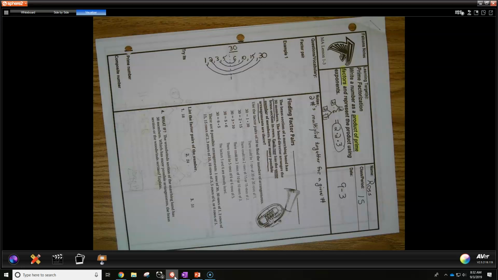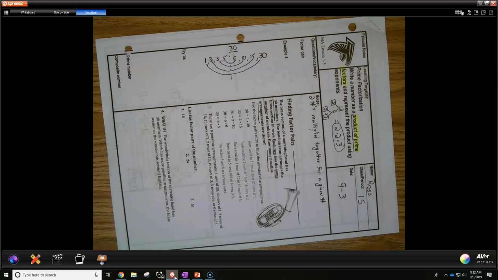One of the factor pairs is 3 and 5. 15 is my given number. Does he need to hear all the other factor pairs? No. 3 times 5 is 15.